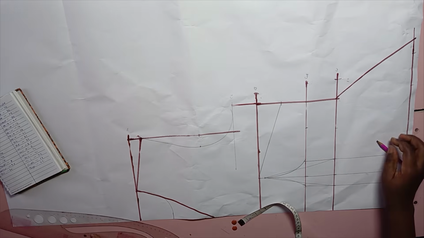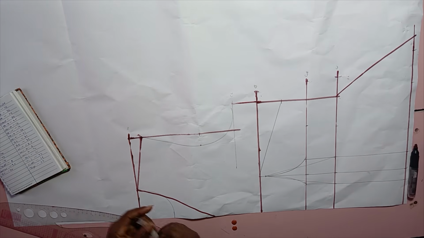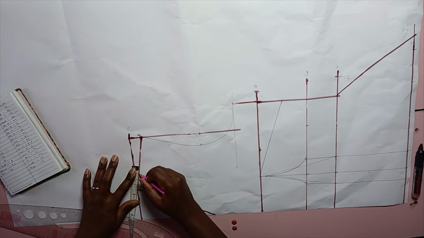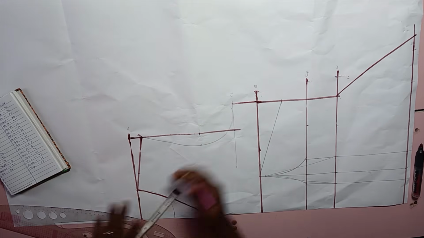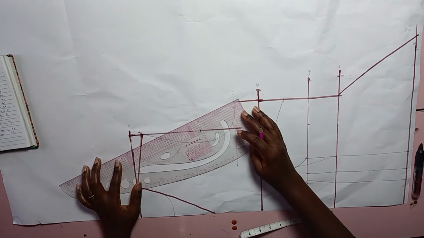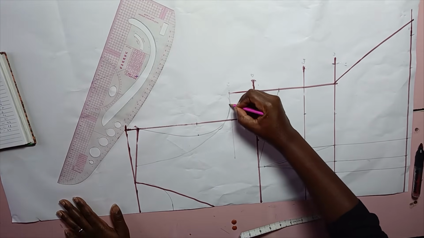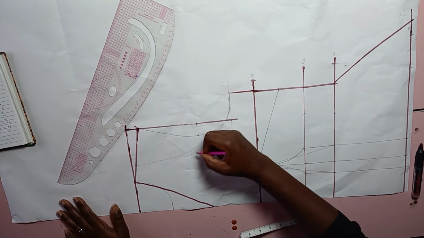So for the outer neck, from this neck width here, you can go out by 1.5 or 1 inch depending on how wide you want it to be. But I'll be using 1.5 inches. Then I will blend it to the armhole here, like this.